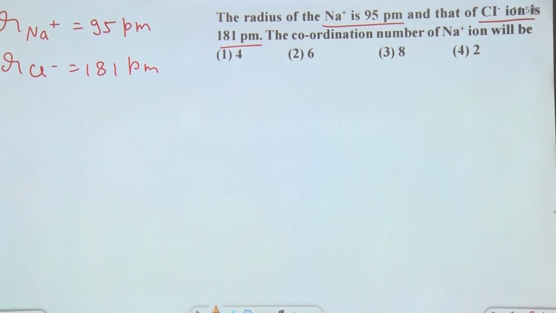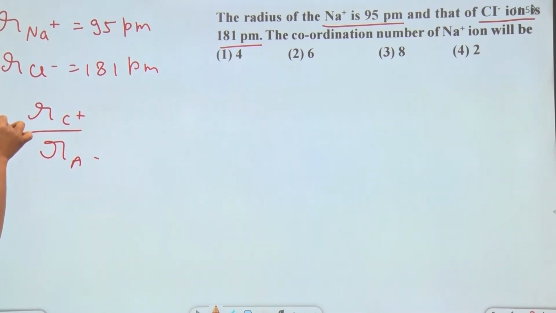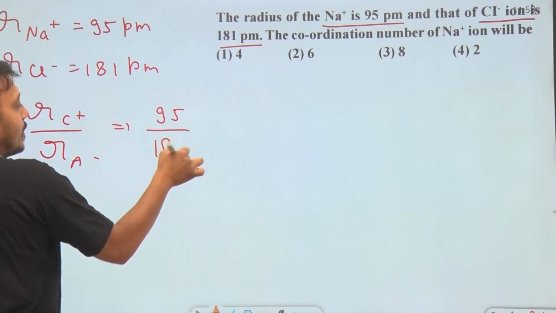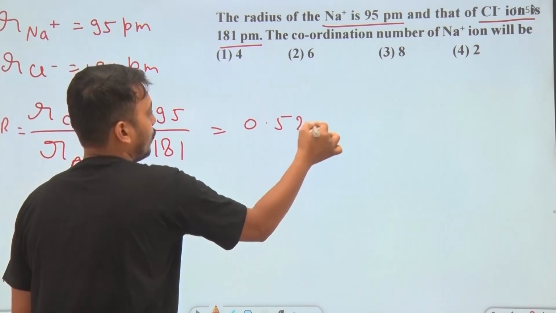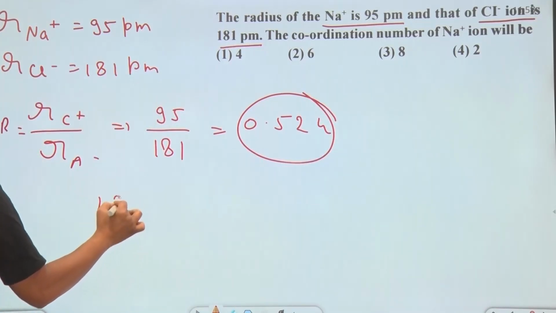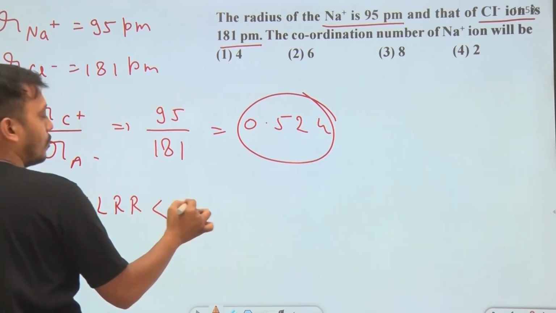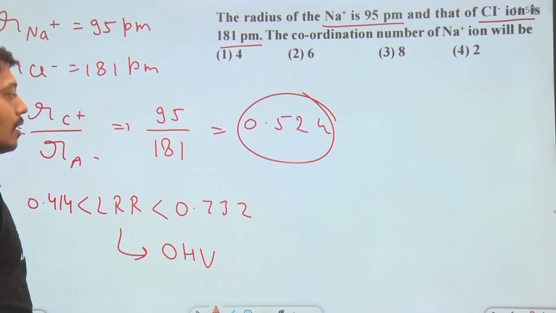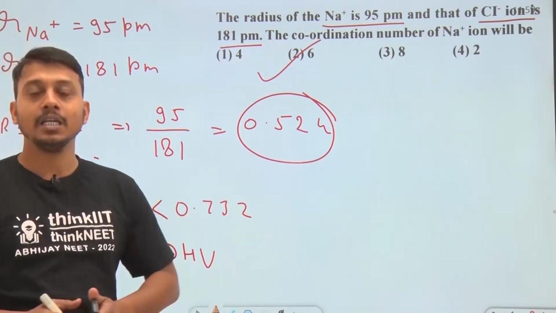The value of the limiting radius ratio is determined by the relation r+ upon r-, the radius of the cation upon the radius of the anion. Here the radius of the cation is 95 and the radius of the anion is 181. On solving this we get 0.524. If the limiting radius ratio lies between 0.414 and 0.732, it means the cation is in an octahedral void, and the coordination number for the octahedral void is 6, because it is formed by 6 particles. Hence option number 2 is the correct choice here.